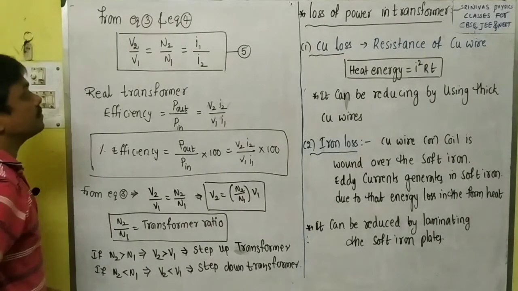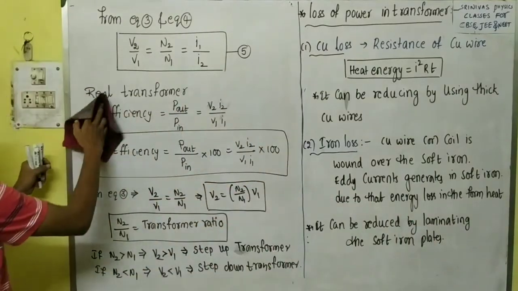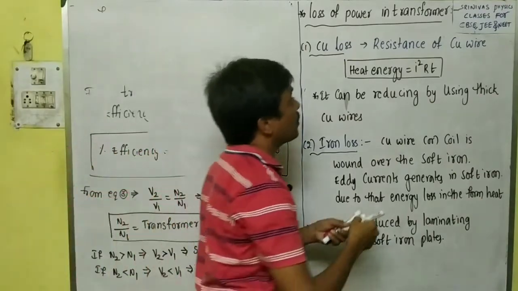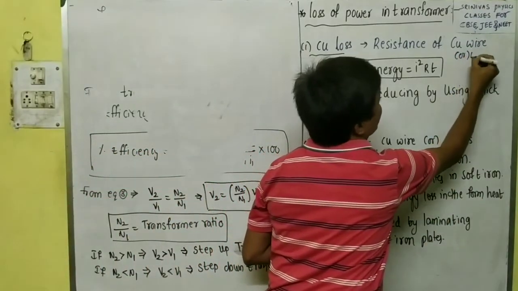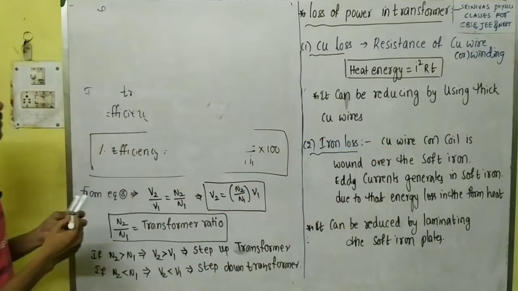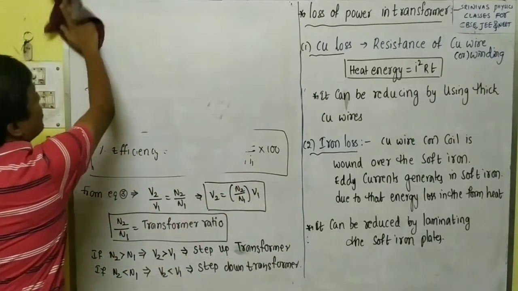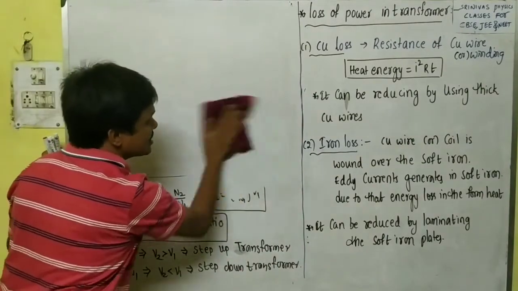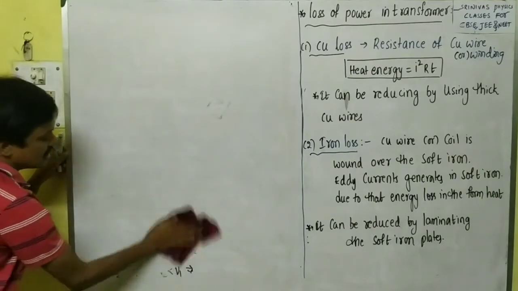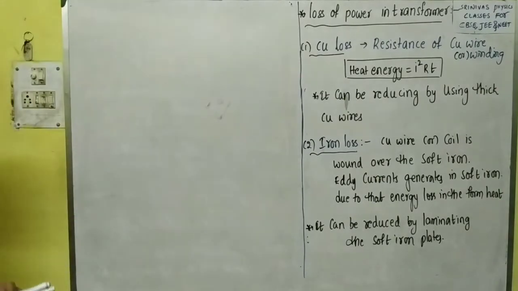Okay, let us see here. The third one is what? The first was the resistance of copper wire or winding. There are four types of energy losses. That is why real transformers do not have 100% efficiency. Input power is not equal to output power. Let us see what the third is.